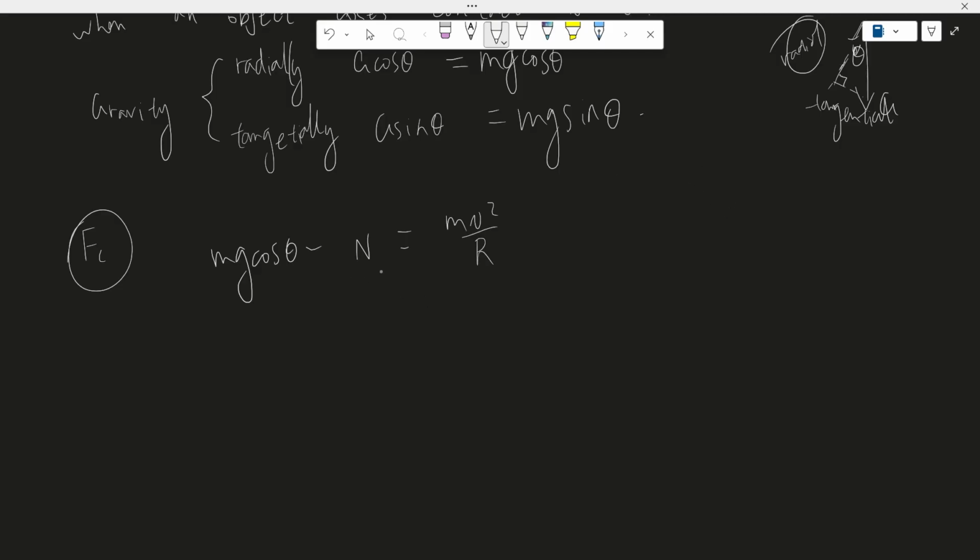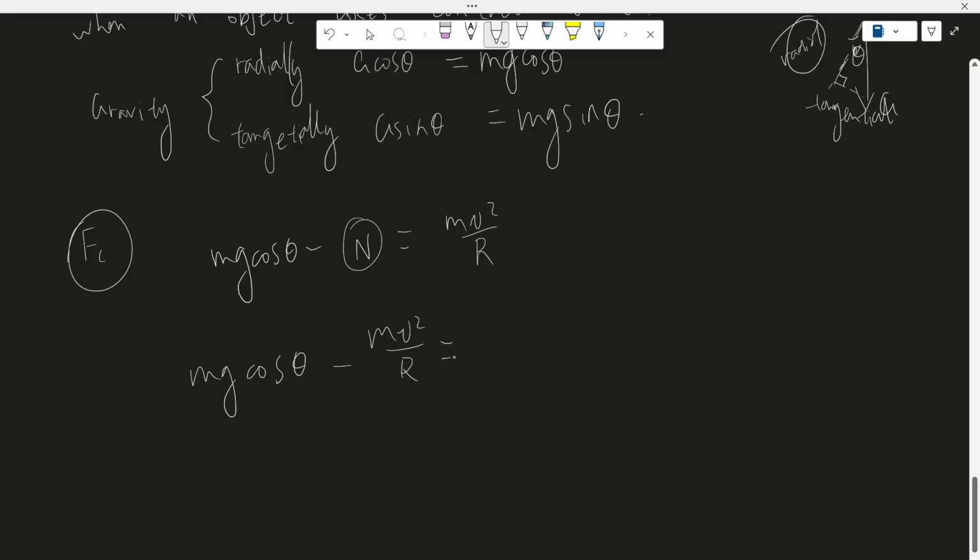And then we said the condition is when N is 0. So let's try to isolate N first. So we have mg cosine theta minus mv squared over r equals N.